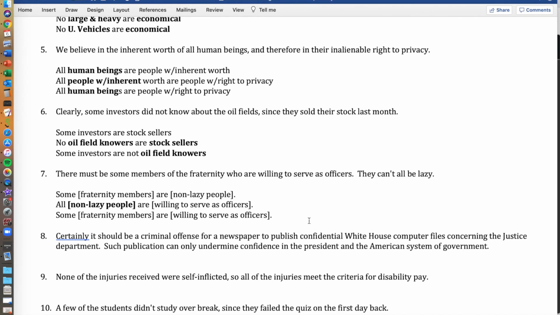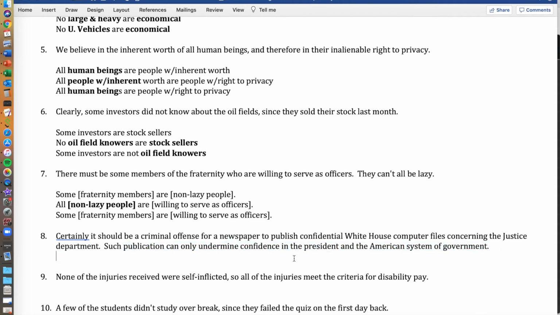Number 8. Certainly, it should be a criminal offense for a newspaper to publish confidential White House computer files concerning the Justice Department. Such publication can only undermine confidence in the president and the American system of government. So we have 2 long sentences here, and it appears in the natural language argument that the first statement is the claim, it should be a criminal offense, right? And it's based on the evidence that such publication undermines confidence.